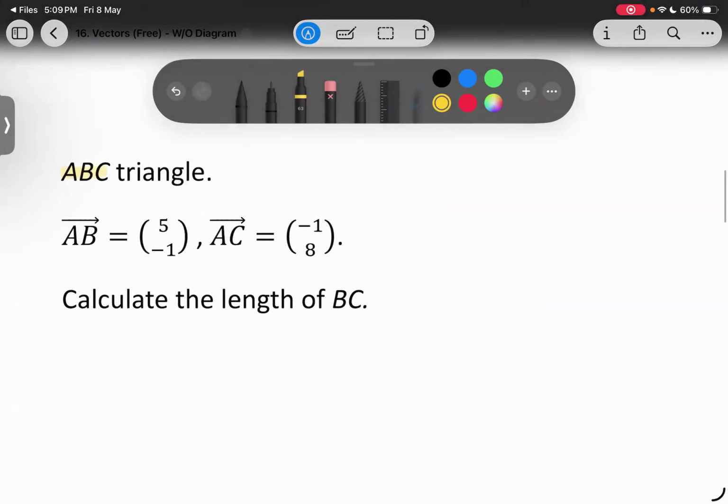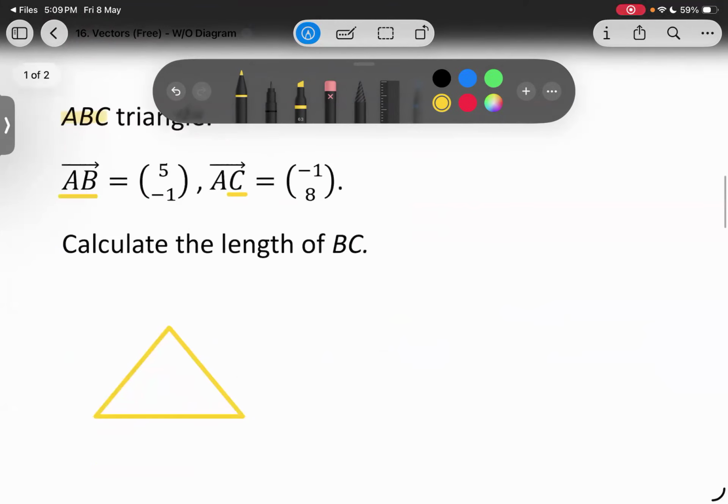So now this ABC is a triangle. No diagram again, so what do I do? Draw my diagram. What are the three alphabets? We have AB and AC, so my three alphabets will be A, B, and C. So AB, label, put your arrow. This is 5 and minus 1. Then AC is here, so this is minus 1 and 8.